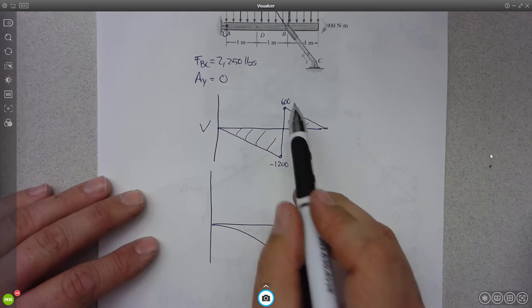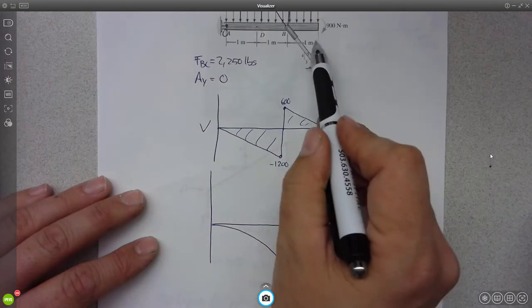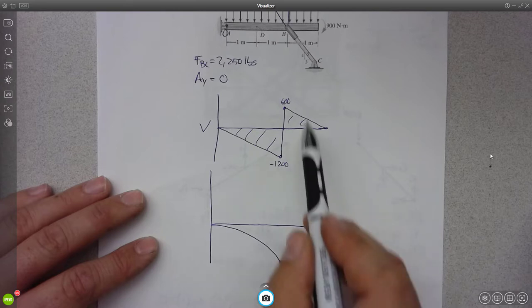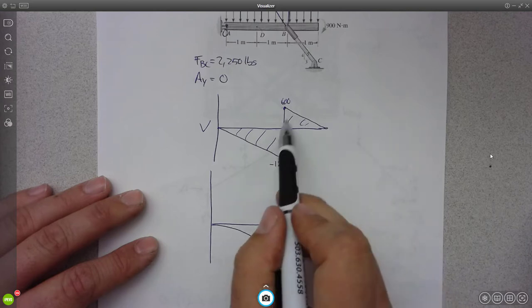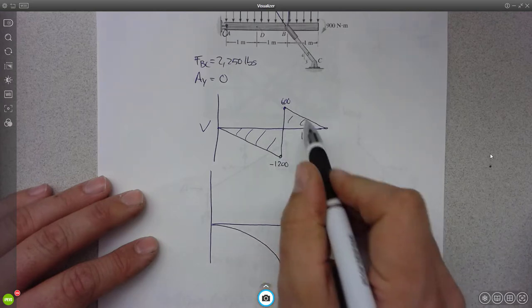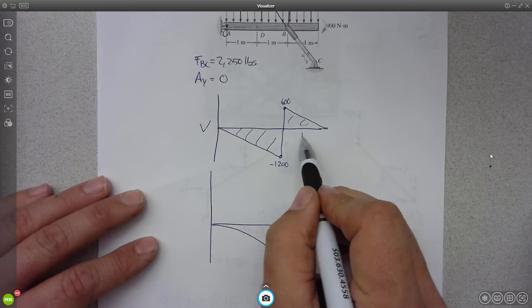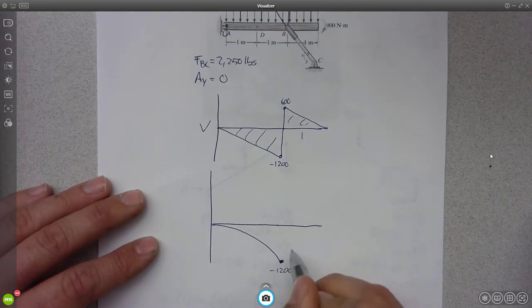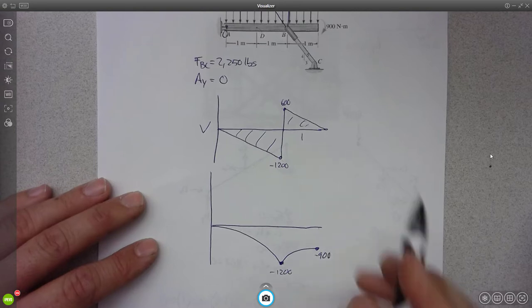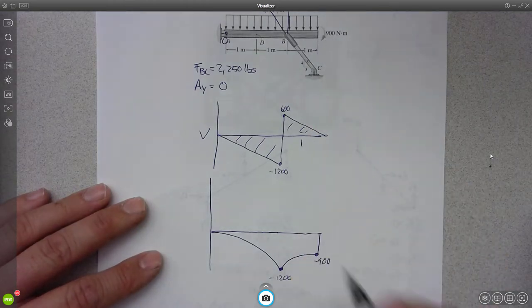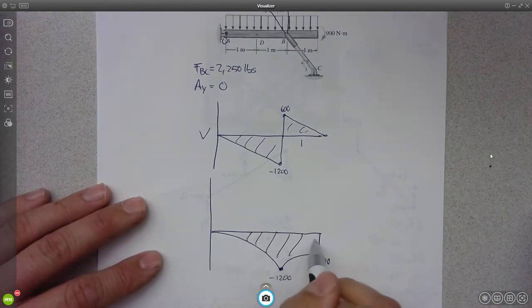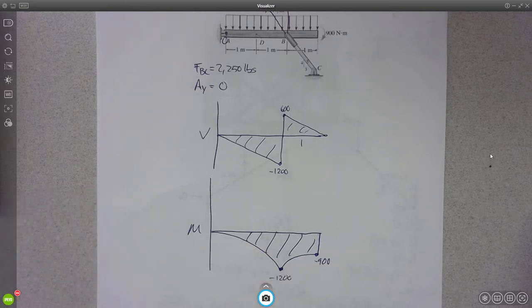And then as I go from negative 1,200 over to 3 meters, or from 2 meters to 3 meters, I have a positive change, so a positive slope that's decreasingly positive. The amount of change would be the area underneath this, so this is 1, so 600 times 1 divided by 2 because it's a triangle gives me a change of 300. So that means I go from negative 1,200, and I'm going to do something like this to negative 900, but then I have a clockwise twisty on the end of the beam, which causes a jump in the graph vertical, and that's my bending moment diagram.